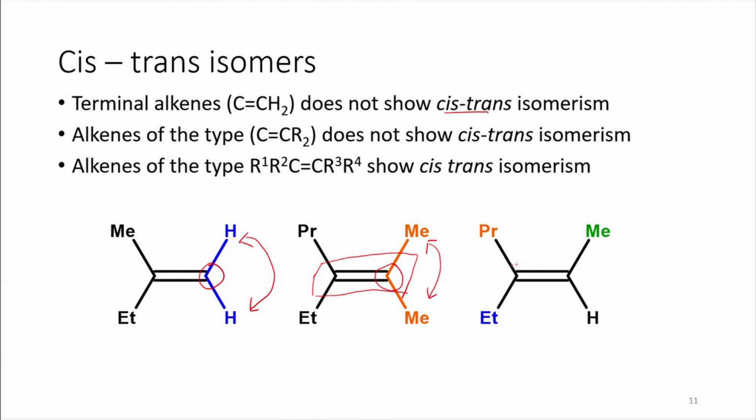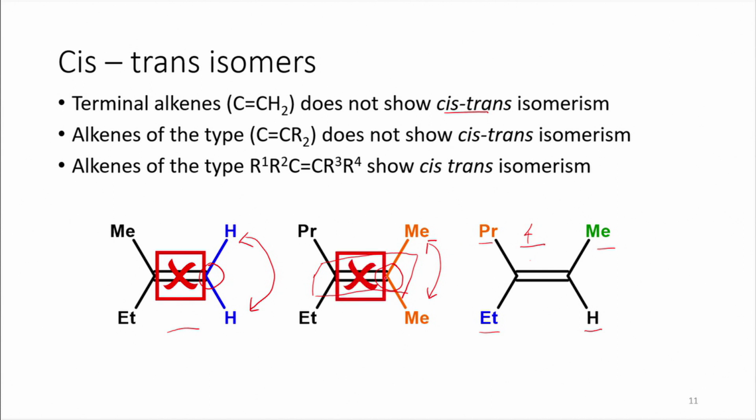And if we come to the next compound, here we have four groups which are entirely different. We have a hydrogen atom, a methyl group, an ethyl group, and a propyl group. So, all are different groups. In these kinds of compounds we can actually have cis trans isomerism. So, if we recollect what we have seen, these types of terminal alkenes do not show cis trans isomerism.